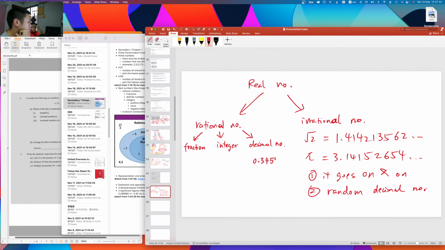0.345. Stop. Okay? And I give you another one. 0.3 with a dot on top. Do you know what that is? No. 0.3 with a dot on top is a short form. It represents 0.3333 non-stop. Okay? Then can I ask you, how is this 0.33333 all the way different from an irrational number? Because 0.3 with a dot on top is a rational number. How is this different from the irrational number?